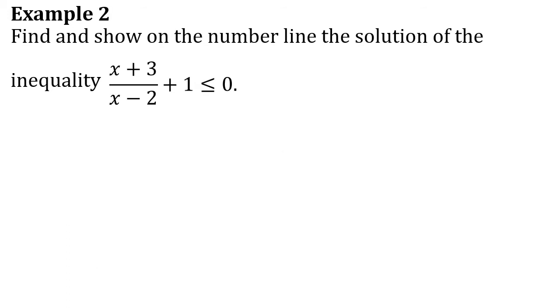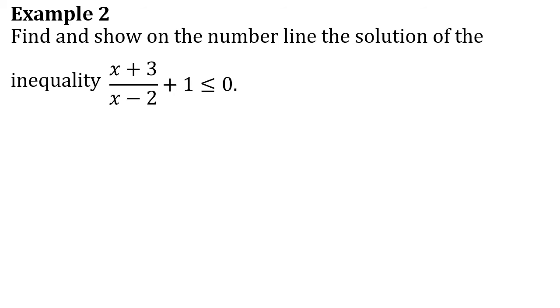So let's have our second example. Find and show on the number line the solution of the inequality (x + 3)/(x - 2) + 1 less than or equal to 0. Again, (x + 3)/(x - 2) + 1 is less than or equal to 0. So the first thing that we have to do is to combine (x + 3)/(x - 2) and 1 so that it will be a single term or a single rational expression.